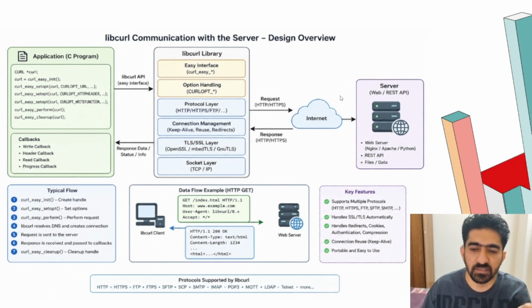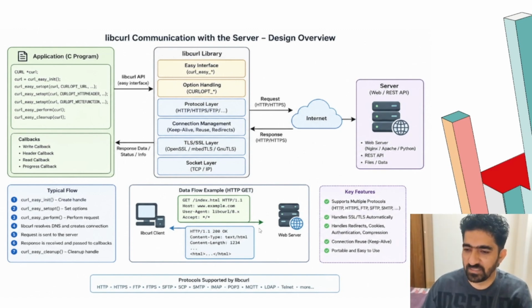Okay, so I think this is simple. If you see here, this is the typical flow I've shown. It will create your handlers. It will set the option. It will perform the request. Okay, libcurl resolves DNS and creates the connection. So the request is sent to the server. The response is received and passed to the callbacks. And here we have cleanup at the last.